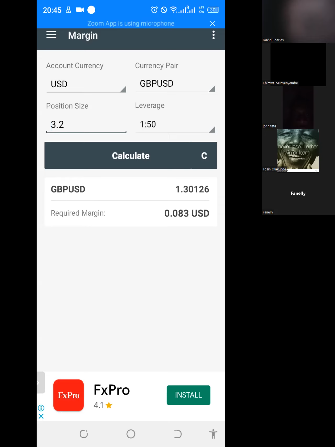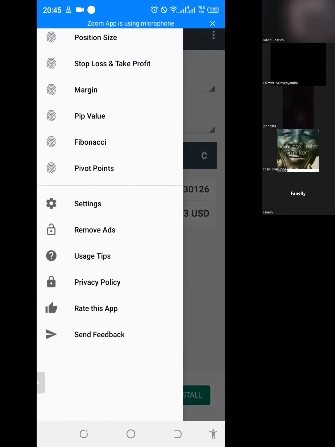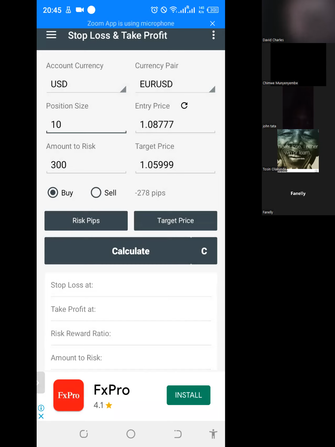Like in the first place, I showed you that we're risking $96, but if we hit our TP, it means we're going for $300. So this is how you measure the amount of margin required on a particular trade. So this app, you see, it shows stop loss and take profit, all those kind of things. So here you can see the account currency is USD, currency pair Euro USD. Entry price, you can see entry price is 1.08777.